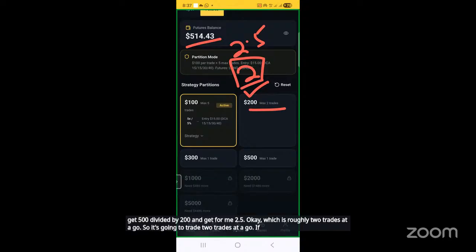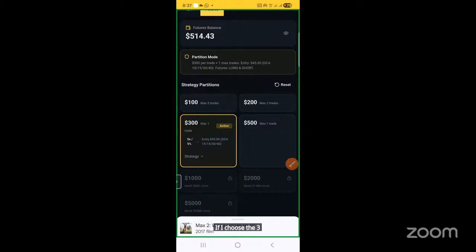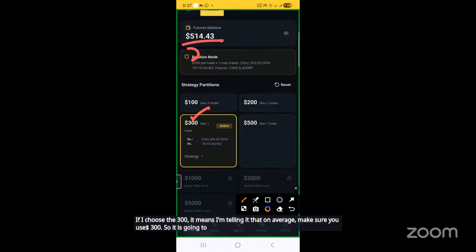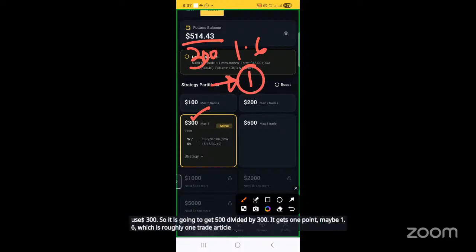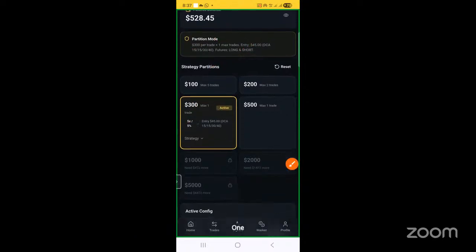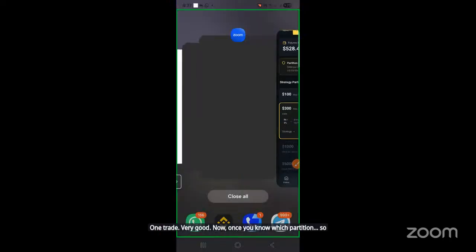If I choose the 300, that is the partition I'm currently using. If I choose the 300, it means I'm telling it that on every trade, make sure you use $300. So it is going to get 500 divided by 300. It gets maybe 1.6, which is roughly 1 trade at a go. It is going to trade for me one trade at a go. That's what it's showing: maximum 1 trade. Very good.